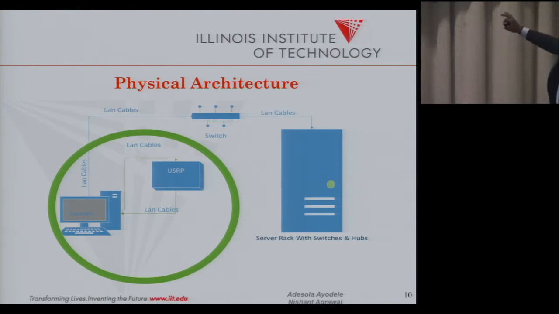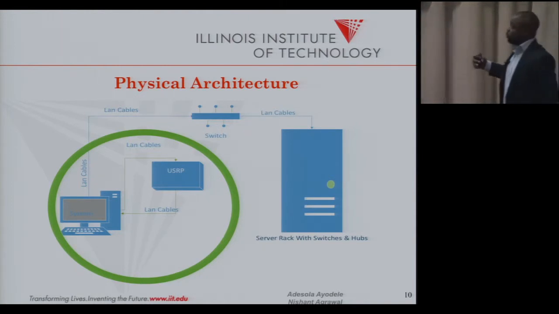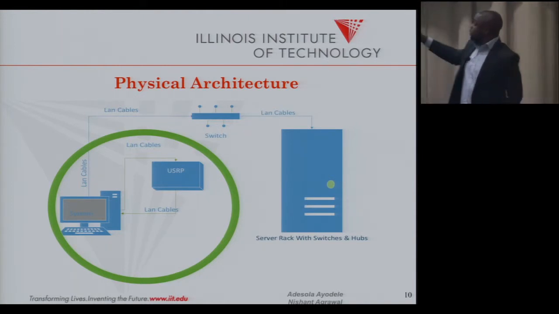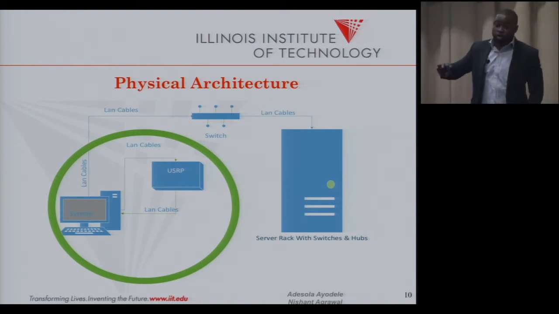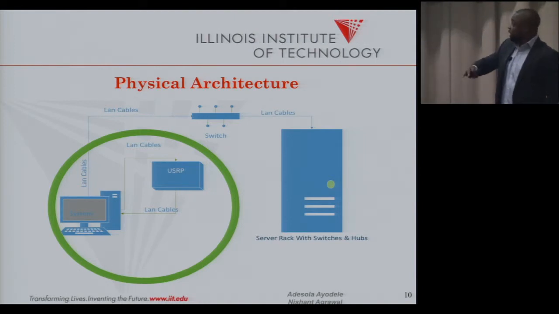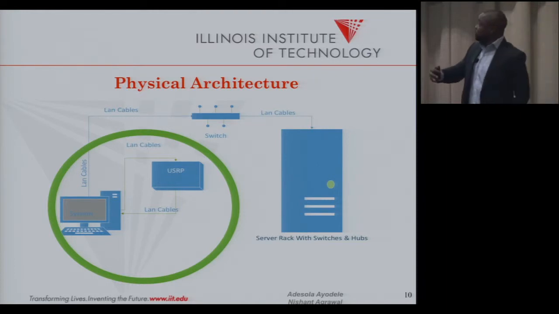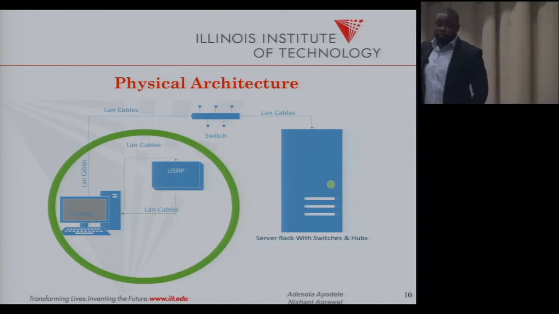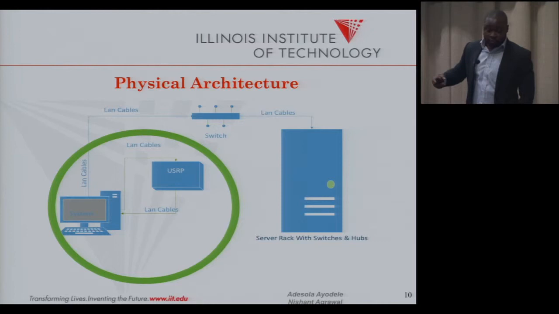Well, this is the physical architecture of what our project in the lab was. We had a computer running on Ubuntu with the Asterisk and the OpenBTS software, and the USRP, which provided the signal for our device.